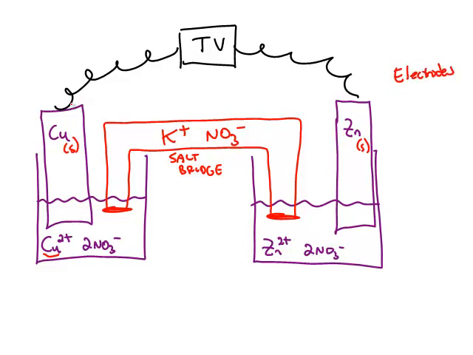And the electrodes are connected together. We have a conducting wire, and I'm powering a television in this case, and the television is connected to both terminals or both electrodes. In between, we also have a salt bridge that contains the salt potassium nitrate, and we need that to make sure that the charge in both beakers stays neutral.